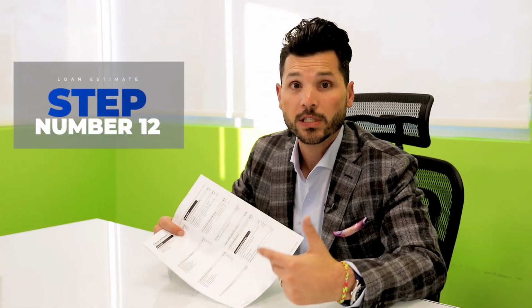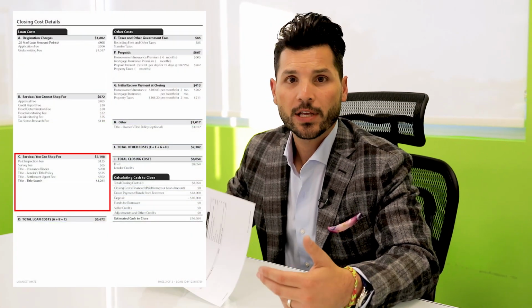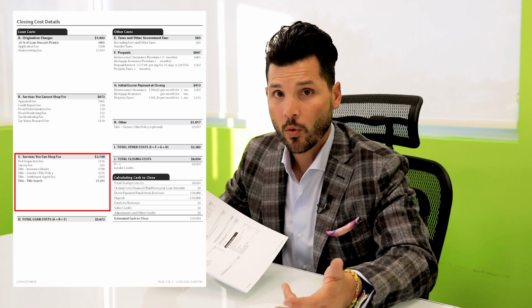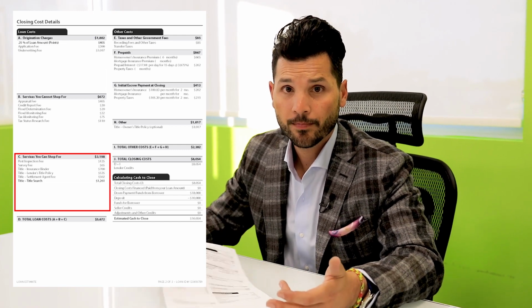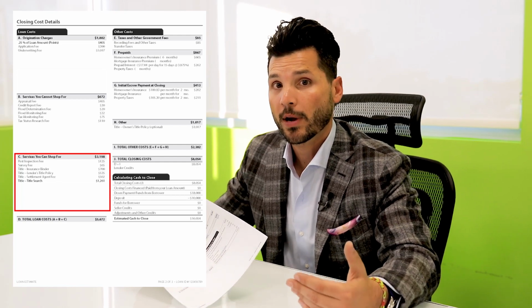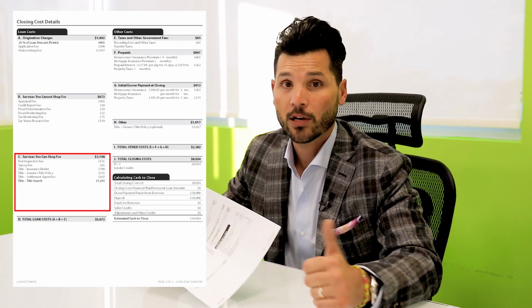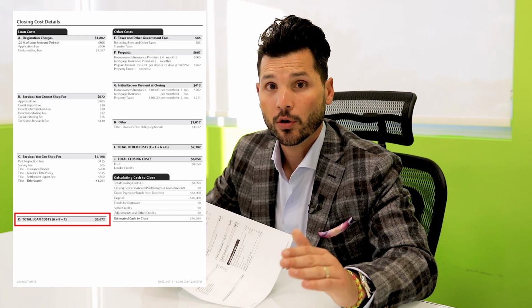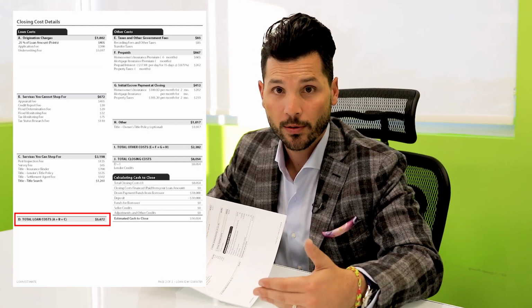Number 12, page 2 of the loan estimate, section C, services you can shop for. These are things such as all of your title fees, a survey of the property if one's required, pest inspection. Now, if you have questions on what the title fees are, it's best you speak directly to the title company that's handling your transaction. Number 13, section D, page 2 of the loan estimate. This is the total cost that you're going to incur to purchase this property with a mortgage.